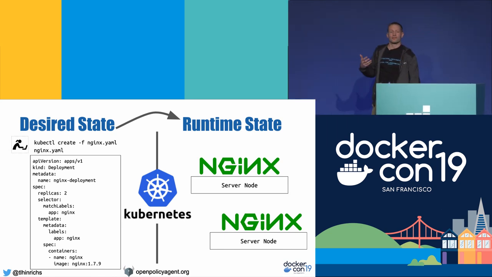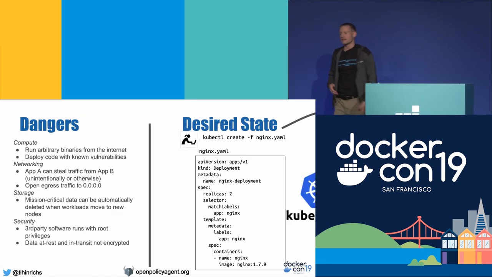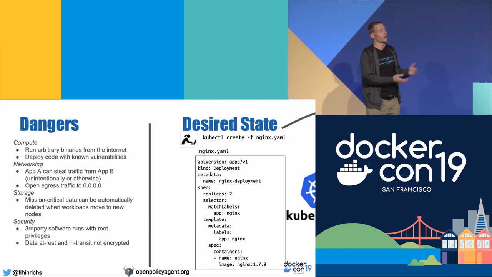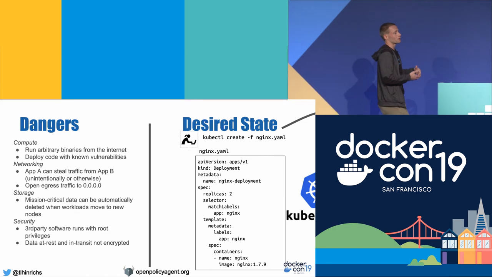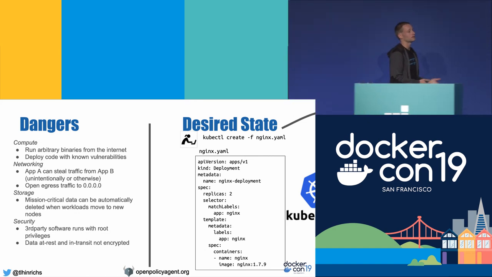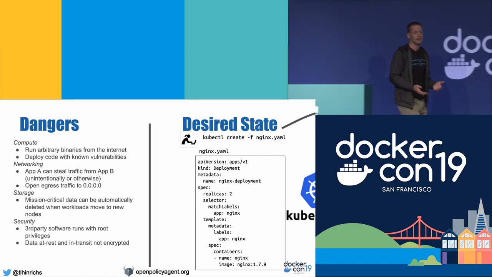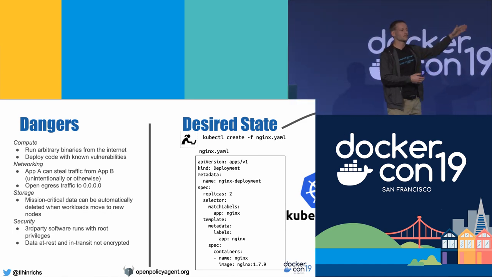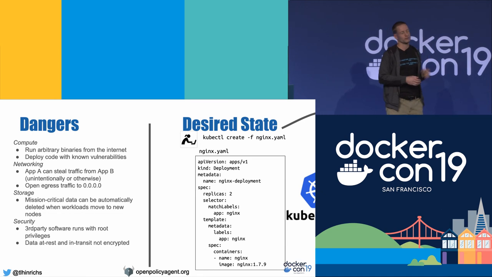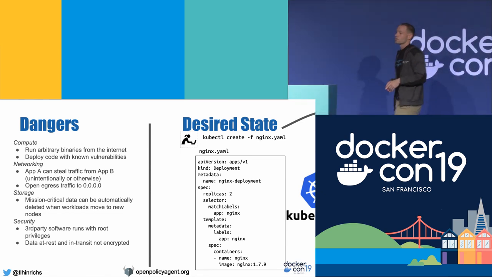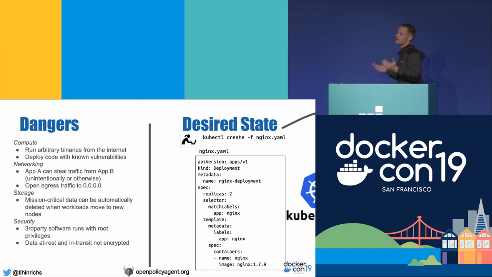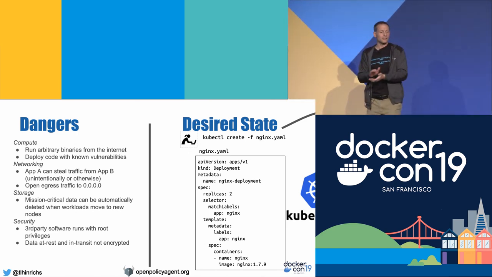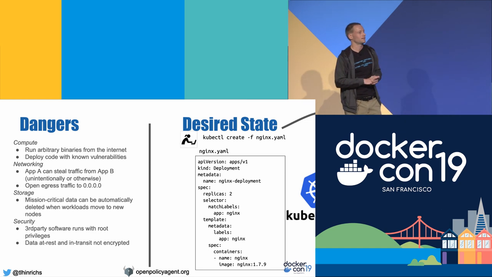This is incredibly powerful, and this is what Kubernetes does to a greater extent than any other system I've seen. There are, of course, challenges when it comes to security. There are dangers. The old dangers of the past that we've always had to deal with across compute, networking, and storage, they still exist in this Kubernetes world. They still exist, and they all apply to that desired state. If you think about compute, Kubernetes makes it incredibly easy to run arbitrary binaries off the internet. That's great, right? Obviously, it's also dangerous. And that danger you can see by just looking at the desired state.